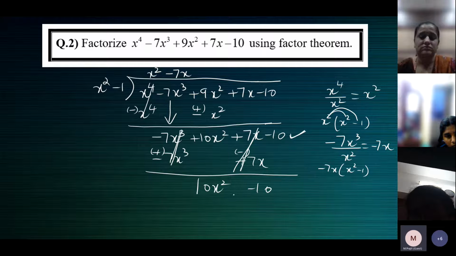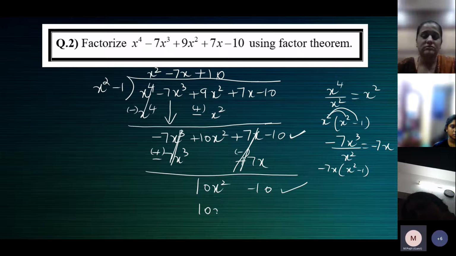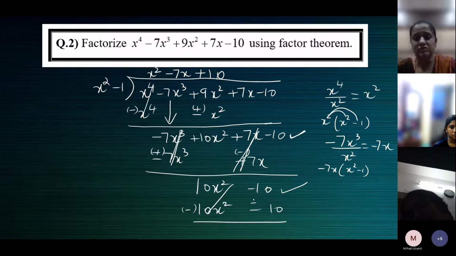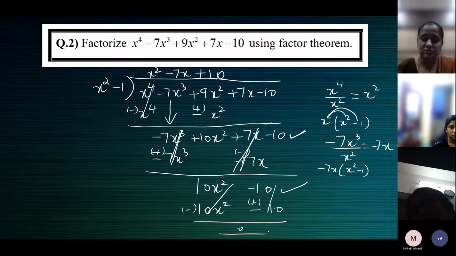We have to divide the dividend by the divisor again. 10x squared by x squared is plus 10. Now we multiply the new quotient with the divisor and get 10x squared minus 10. Change the signs. The answer is 0. Very good. Thank you, Prajakta.